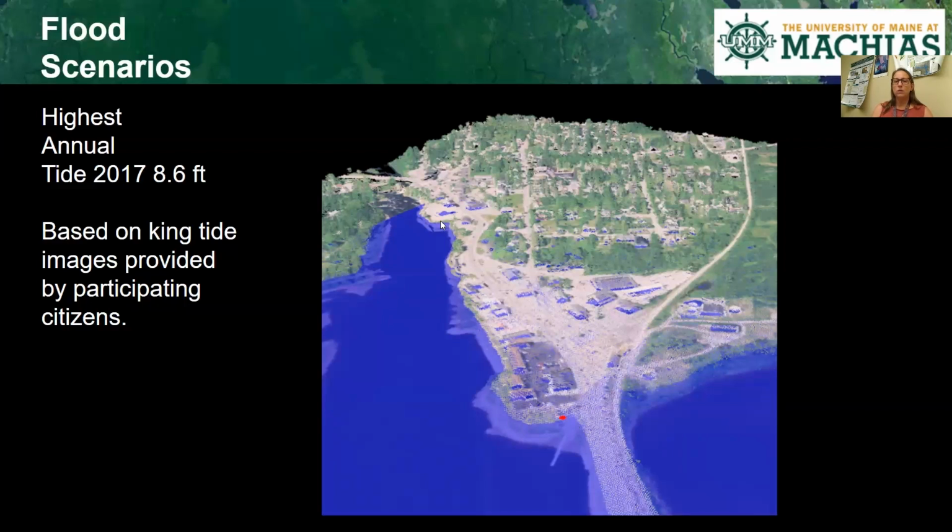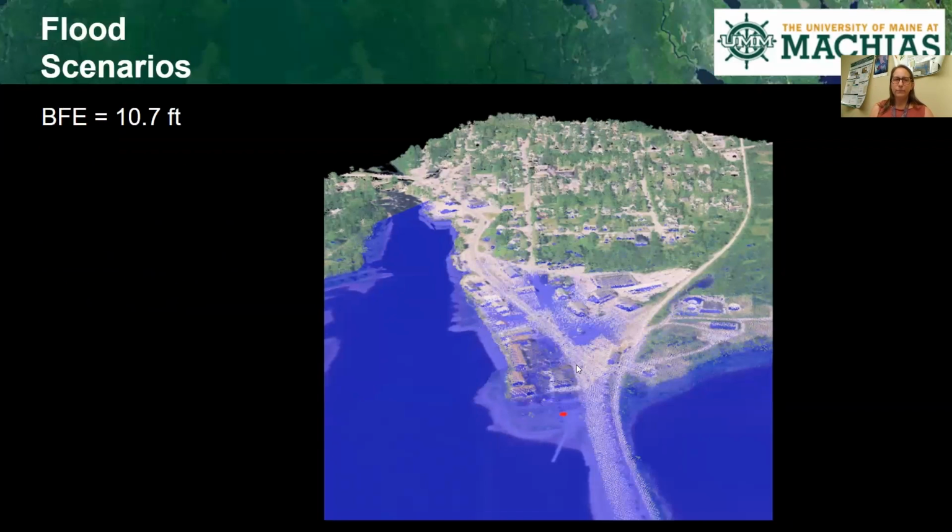water is all along the shore of downtown Machias. If you've ever been to Helen's, this is Helen's right here. And this is the causeway that we call the dike that goes across the Middle River. And so he was able then to use GlobalMapper to map this tidal height and then flood the scene. So this is a base flood elevation, 10.7 foot flood.